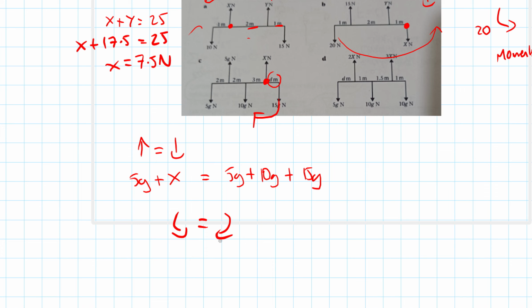So going clockwise is the 15G. Going anti-clockwise is 10G. Going clockwise is 5G. And going anti-clockwise is 5G.